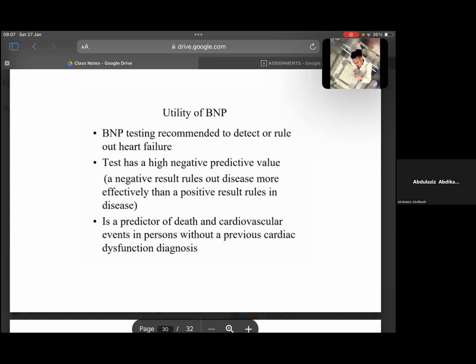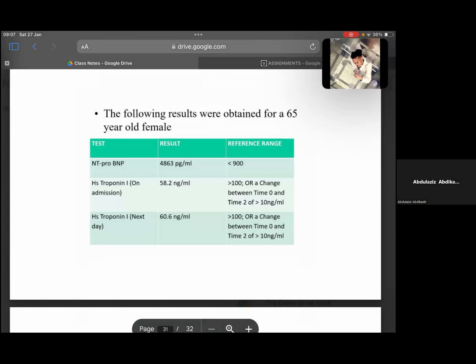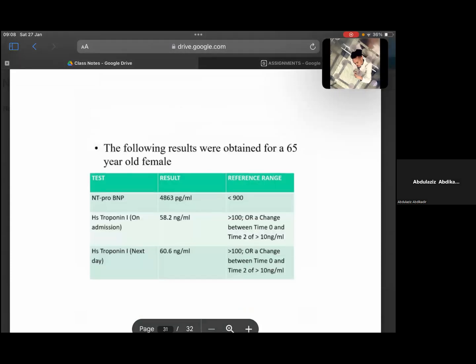The natriuretic peptides are used for heart failure. The other ones are used for ischemia. Like this table also, we will not cover it now. We will cover it another time. We will cover it as a quiz in the end.